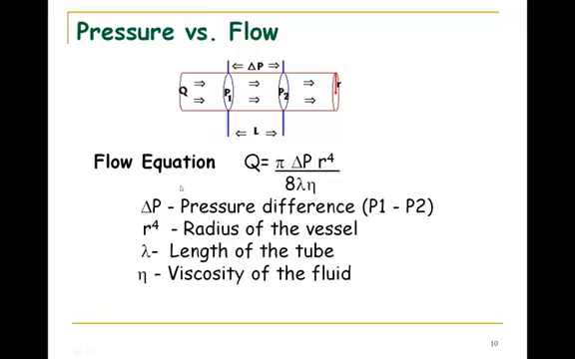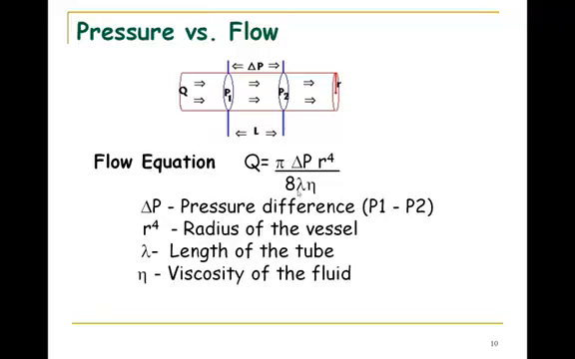If you look at the denominator of the equation, you have your lambda, which refers to the length of the tube. Over here, this is the Greek letter eta. This refers to the viscosity of the fluid. The length of the tube rarely changes, but it may change during rapid growth or things like that. But we still have to go over what's the relationship between length of the tube and flow. The longer the tube, the lower the flow. The shorter the tube, the greater the flow.